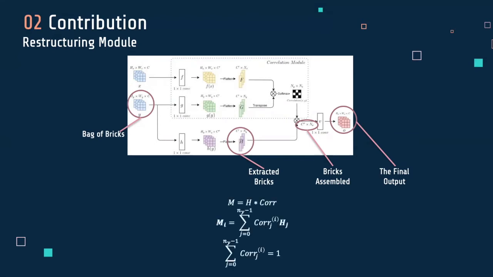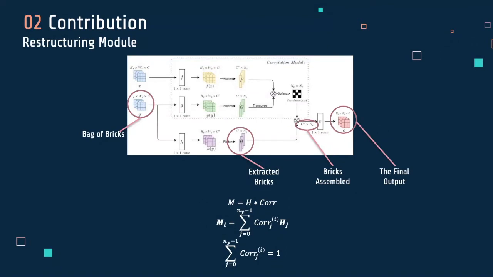The correlation matrix represents the similarity between each patch in the image X and image Y. Each column in the correlation matrix is normalized by a softmax function. So as you can see in the last equation, each column vector of the correlation matrix sums to 1. We can express this matrix multiplication as a linear combination.